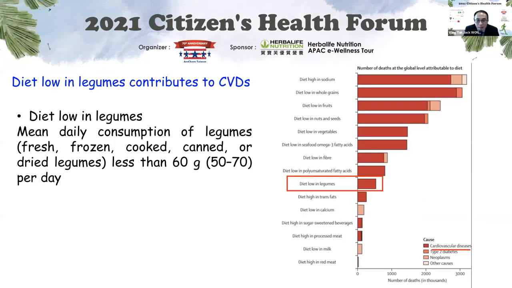Among different patterns of diet, low intake of legumes, which indicates mean daily consumption of legumes less than 60 grams, contributes particularly to CVDs, indicating that diet, especially the consumption of legumes, is a useful and possible source for CVD intervention.